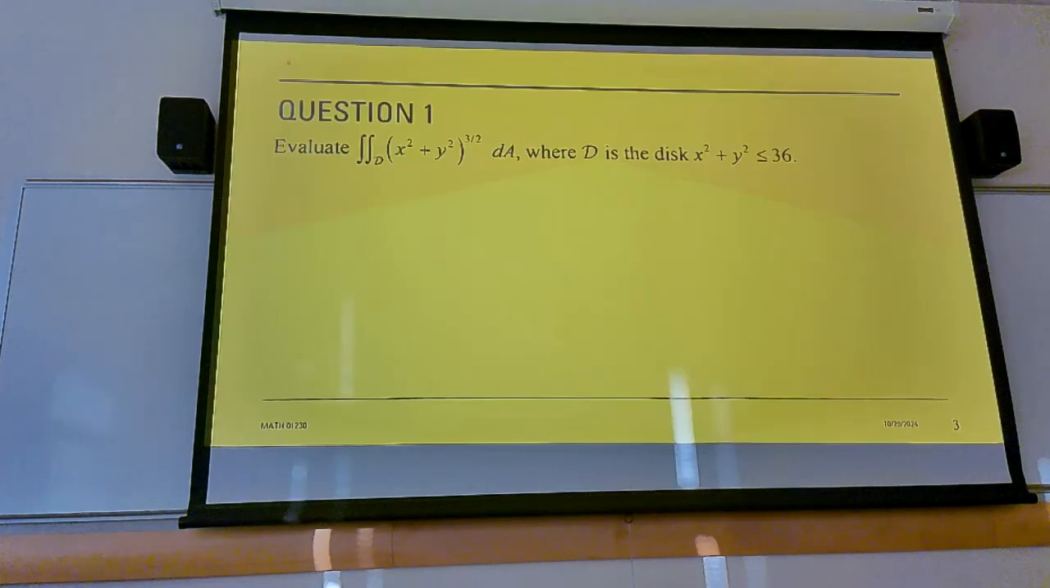So we want to evaluate this integral over the disk x squared plus y squared less than or equal to 36. If you look at this, that integral is impossible to do in rectangular. X squared plus y squared to the 3/2, how do you do that? You won't be able to.